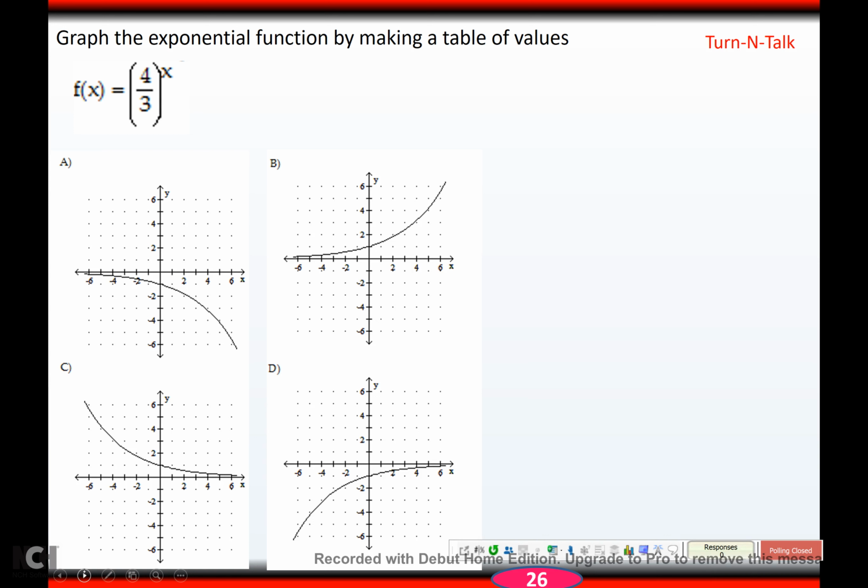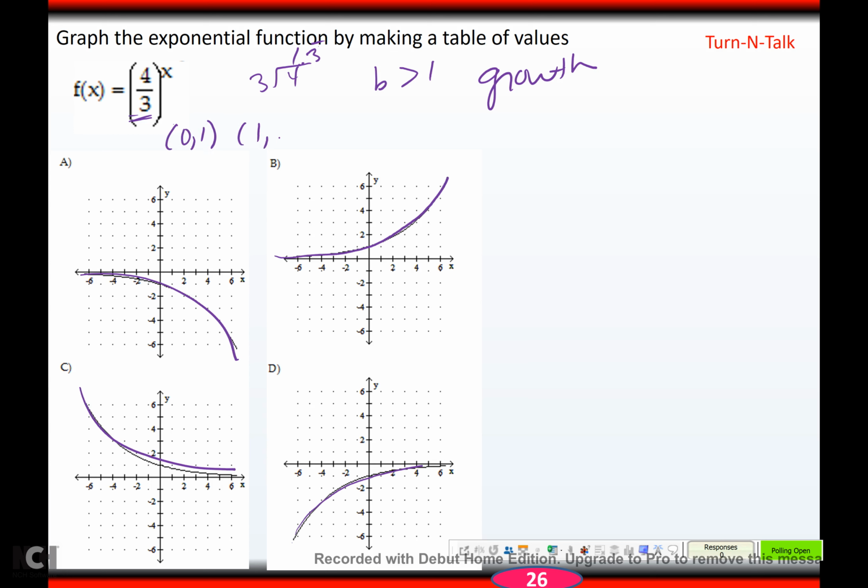Alright, so it says graph the exponential function by making a table of values. You can if you want, guys, but look at my base. 4 divided by 3 is 1.3 something. So my base is bigger than 1, which means it has to be growth. This is not growth, that's coming down, that's decay. This is coming up, but we know that it should look like this, and it should always pass through (0, 1) and (1, b). Always. So there's my (0, 1), and there's my 1 and 1.3 something. There you go. It's got to be b.